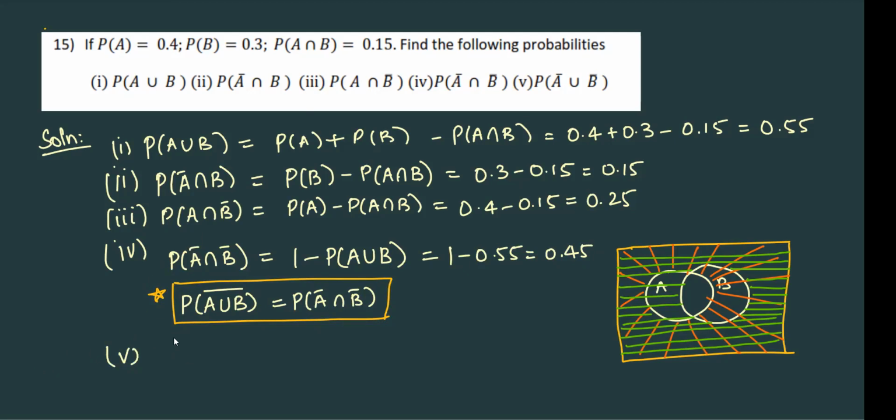And the last one, similarly, P of A bar union B bar. Union means A bar, B bar, or both A bar and B bar. So A bar is all orange lines, B bar is all green lines, and the intersection is outside. Now, when you say union, it is either A or B. So either green lines or orange lines or both.